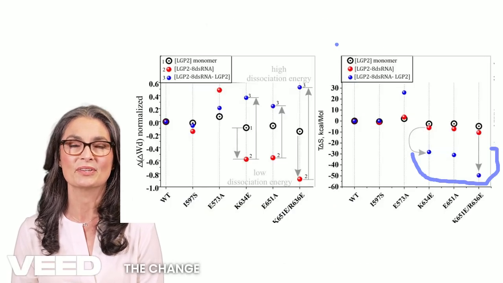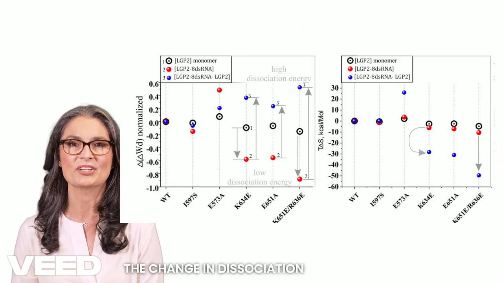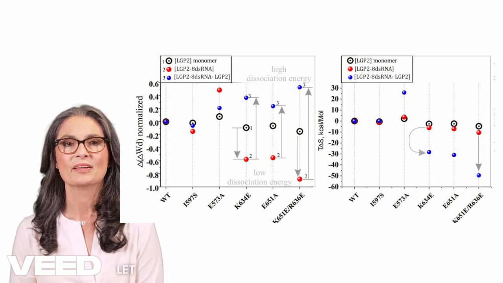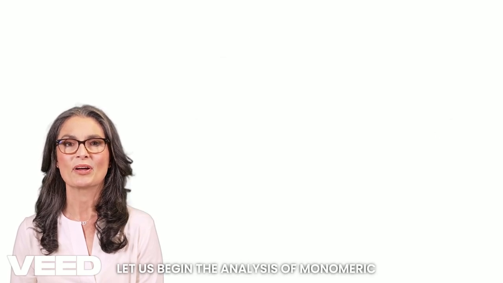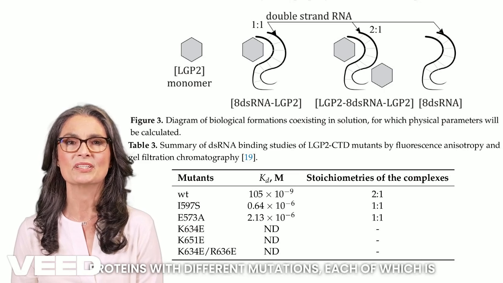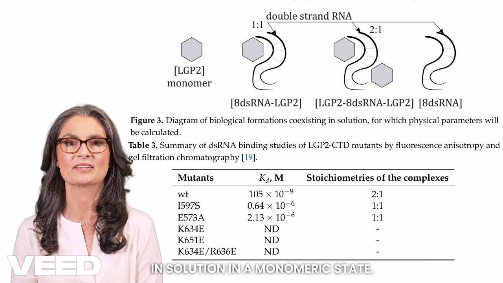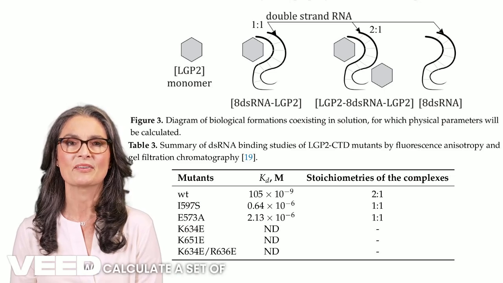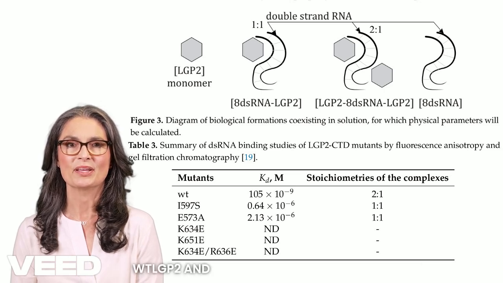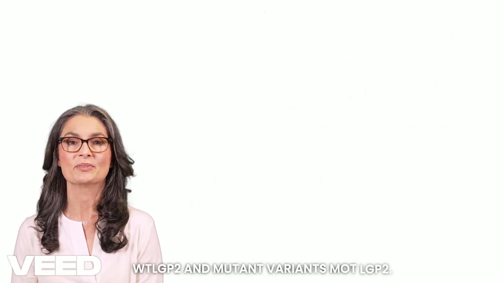The change, dWd, in dissociation energy is also counted as the difference between the mutant type system and the wild type system. Let us begin the analysis of monomeric LGP2 proteins with different mutations, each of which is in solution in a monomeric state. We calculate a set of thermodynamic parameters for each such monomeric protein for the wild type WT-LGP2 and mutant variants MUT-LGP2.